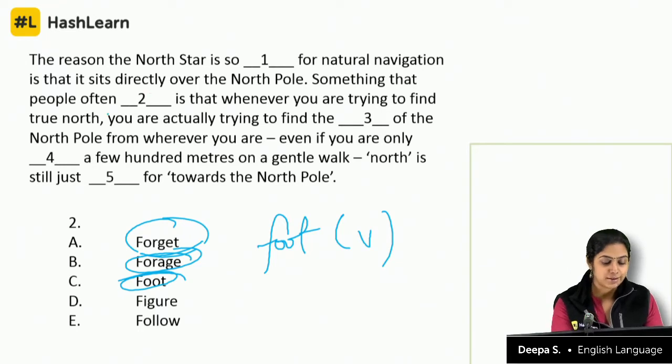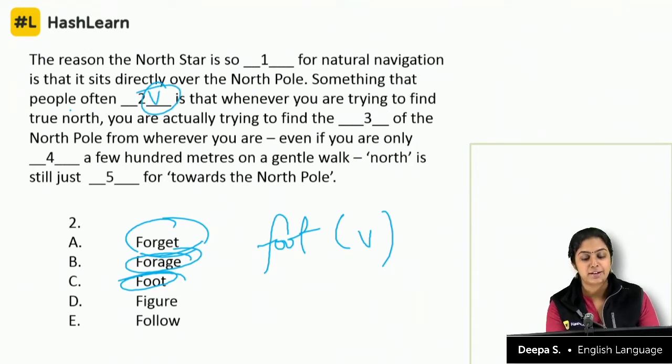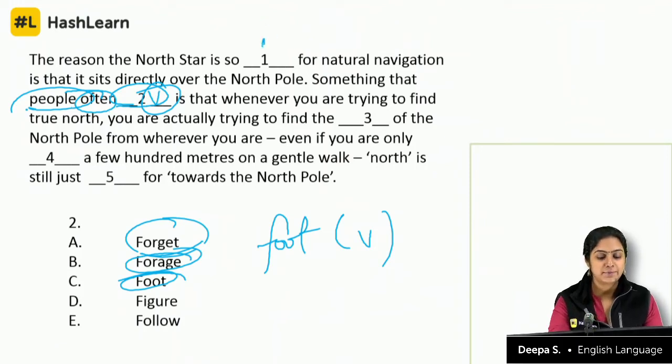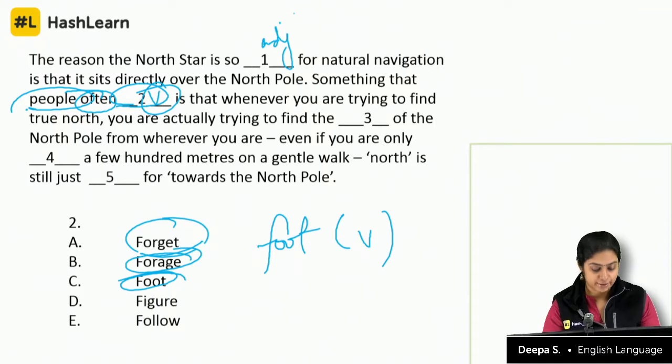Because it's appropriate that we have a verb here, correct? Look at the context. Something that people often, people is a subject, and we have an adverb here in often. So we are definitely looking at a verb here, correct? And here it was very evident that we were looking for an adjective.